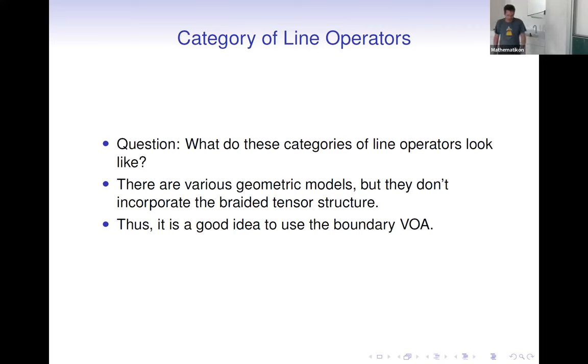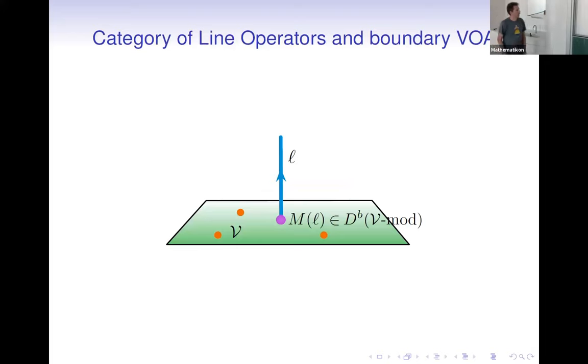And there are geometric proposals which I didn't study, so I can't say much about them. The drawback of the geometric models, I think, is that geometry is good for many things, but not if you want to understand it. So this is why it's a good idea to go to the VOA, which incorporates this structure that you want immediately. Here's a picture: we are ending the line operator. Here we have a two-dimensional subspace that supports the vertex algebra. So the line operators end on that, and the end points identify modules of the vertex algebra.